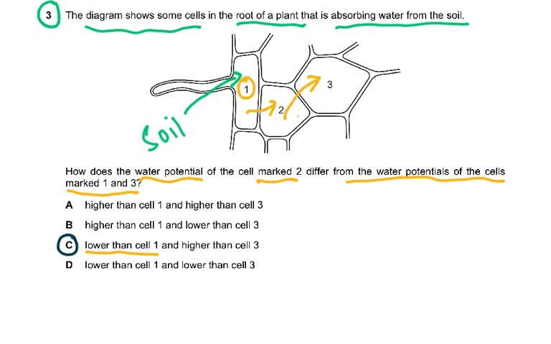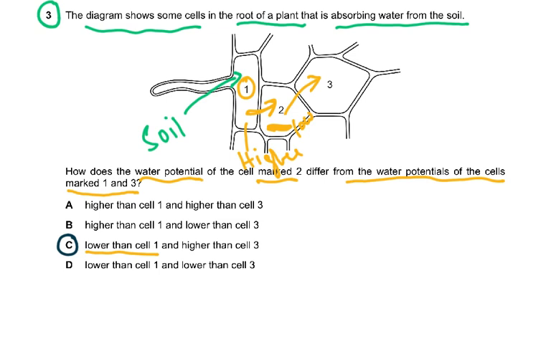So you have to understand how this was being interpreted. How does the water potential of the cell marked 2 differ? Because water is entering from 1 to 2, cell 1 has to have a higher water potential. So cell 2 is lower than cell 1. So this is higher, this is low, so the water is entering from 1 to 2.